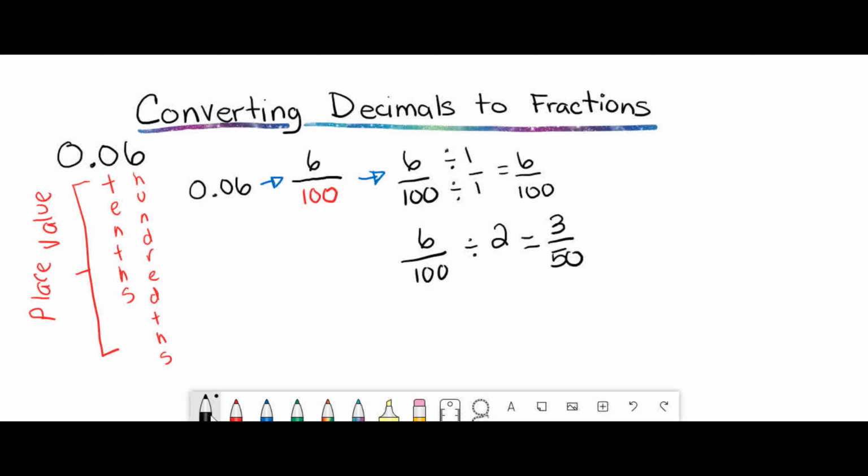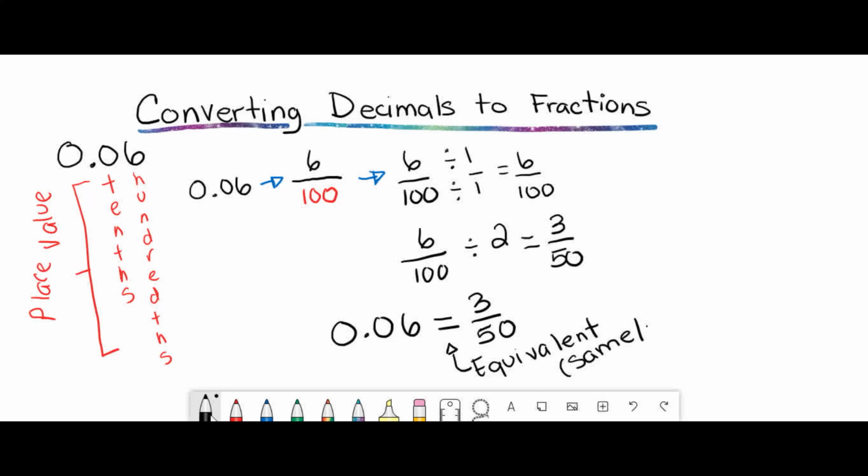Okay? Now, I can say, because I simplified it, that 0.06 is equivalent to 3 out of 50, 3/50. Remember, this equal sign means equivalent. And we learned in class, and you guys told me, equivalent means same, equal.